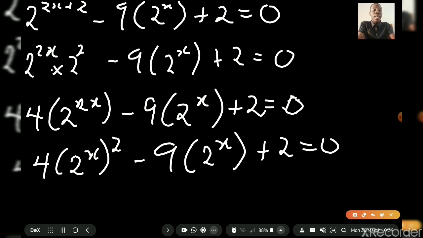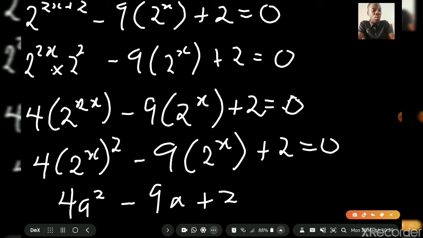Then we can say let a be equal to 2 to the power x, so that we can get 4a squared minus 9a plus 2 is equal to 0. Okay, so now I've been able to convert my exponential equation into a quadratic equation. So now we'll proceed to solve it.